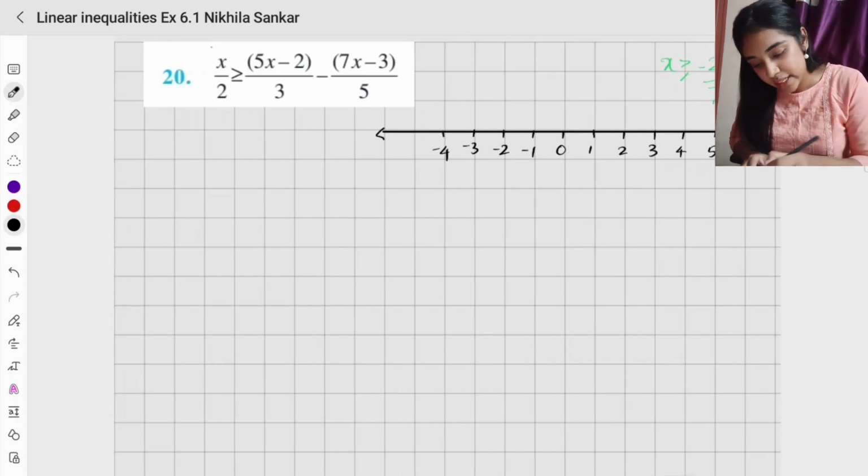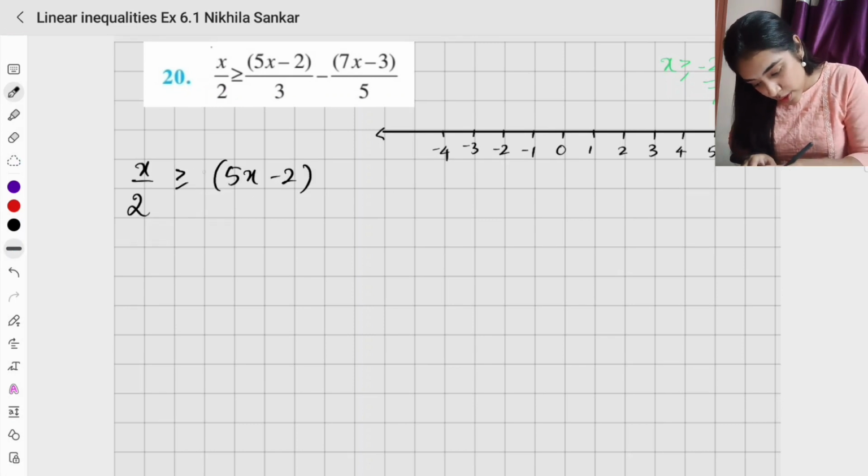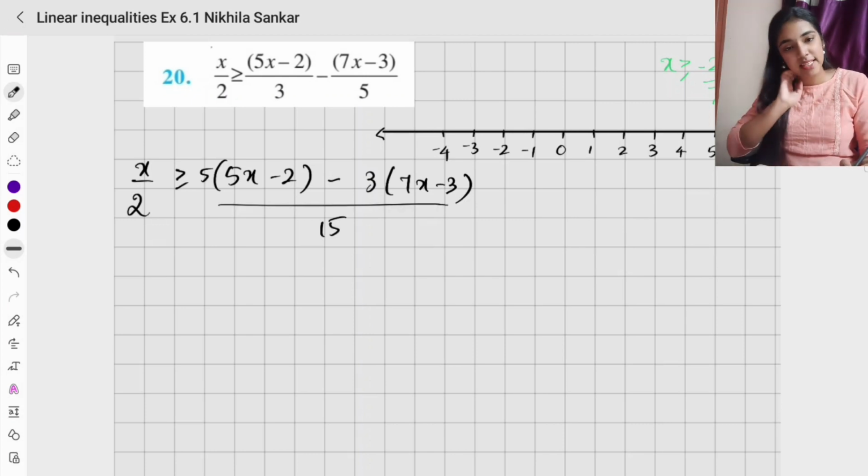Question number 20. இப்போ அதே மாதிரி LCM எடுத்து cross multiply பண்ணணும். So what will I have? X divided by 2 greater than or equal to 5x minus 2 into 5 minus 3 into 7x minus 3 the whole divided by 15. My LCM is going to be 15.